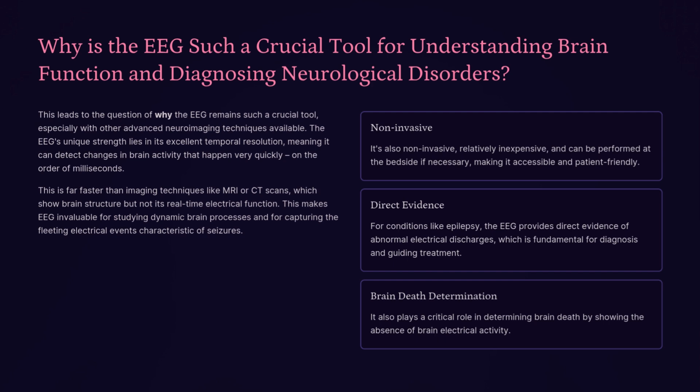Why is the EEG such a crucial tool for understanding brain function and diagnosing neurological disorders? This leads to the question of why the EEG remains such a crucial tool, especially with other advanced neuroimaging techniques available. The EEG's unique strength lies in its excellent temporal resolution, meaning it can detect changes in brain activity that happen very quickly, on the order of milliseconds. This is far faster than imaging techniques like MRI or CT scans, which show brain structure but not its real-time electrical function.